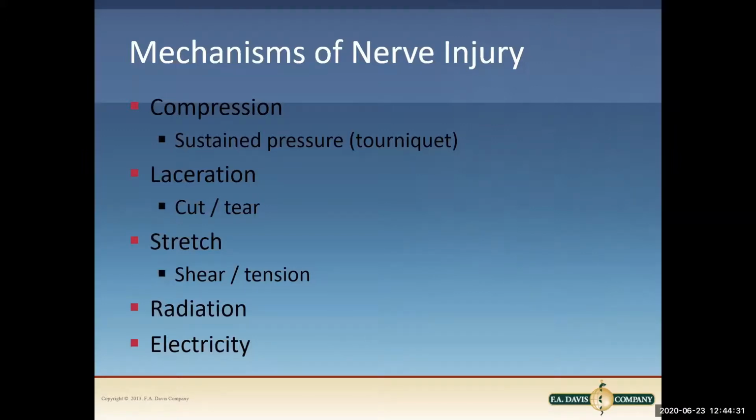People that take x-rays for a living have a little badge that measures how much radiation they're allowed, because radiation eventually not only leads to cancer, but it can also lead to long-term nerve damage, and you want to limit that. Electricity, has anyone ever accidentally gotten really badly shocked?